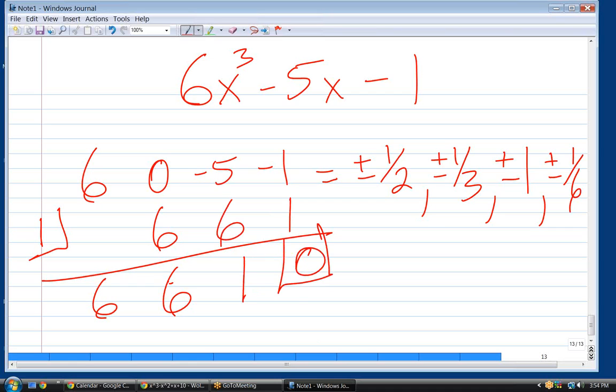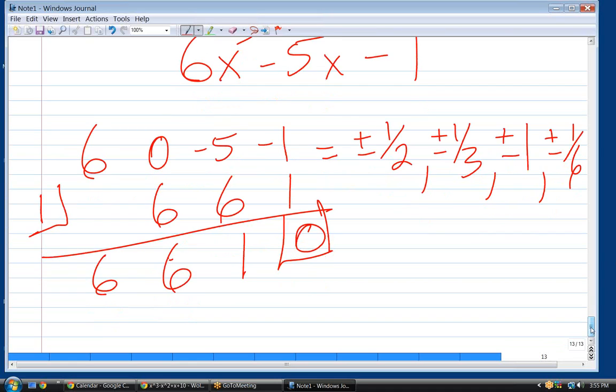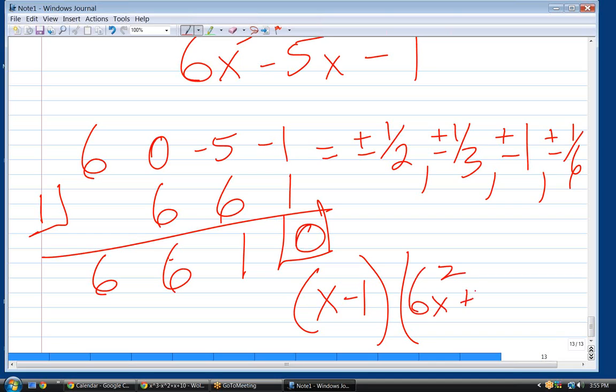Now where am I at? That's huge, because now I have a linear factor times a quadratic factor. So my linear factor is what? X minus 1. And my quadratic factor is 6x squared plus 6x plus 1.